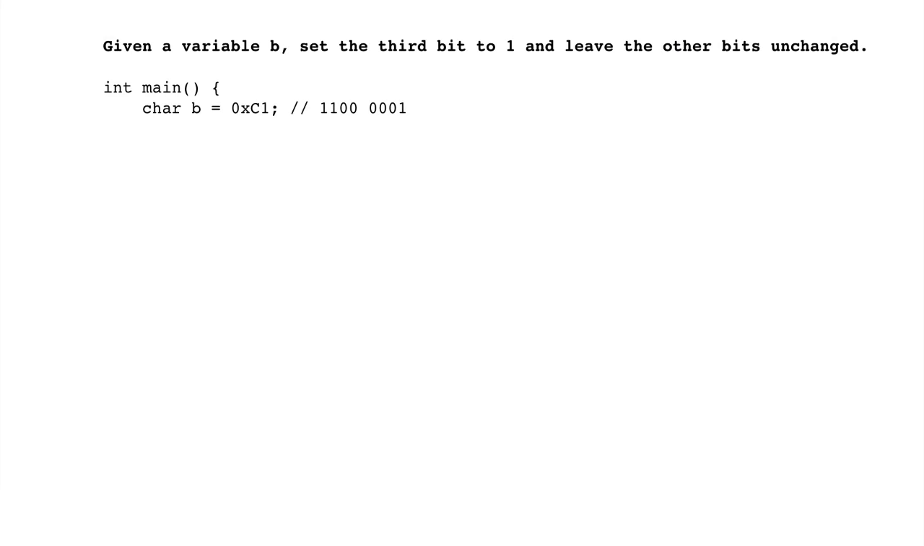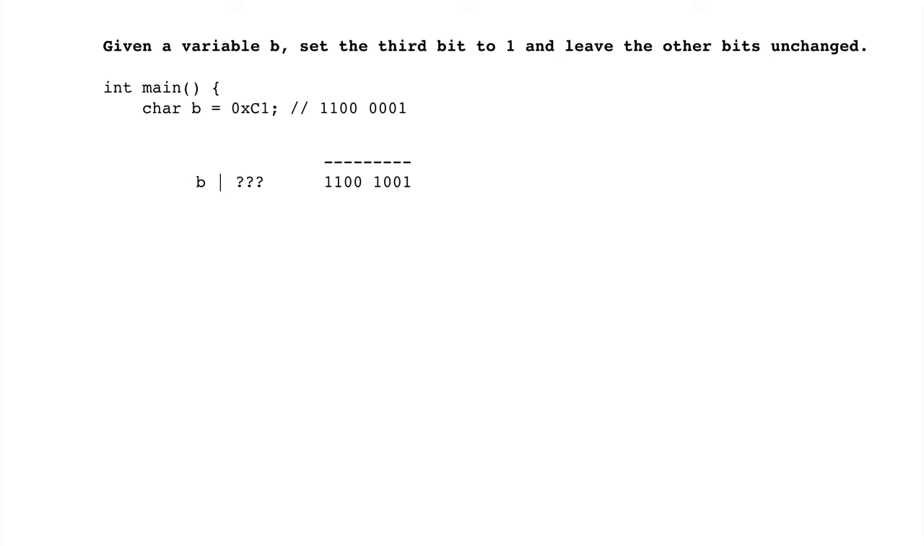In the first video on bit manipulation, you learned about the bitwise operators in C. To make use of these operators, let's explore a couple of problems. First, given a variable b, set the third bit to 1. No other bits should be changed. We count bits from right to left, starting at position 0. So the bit at position 3 in our variable b has the value 0.